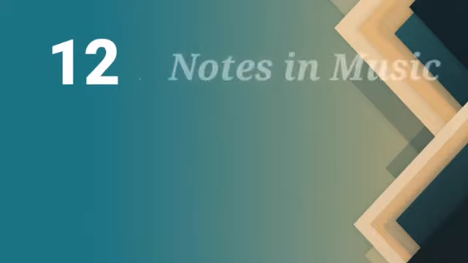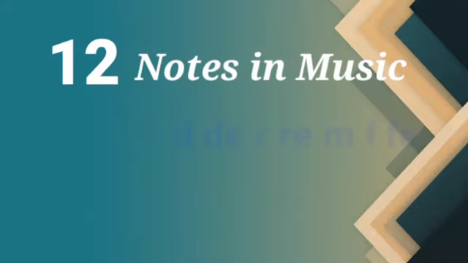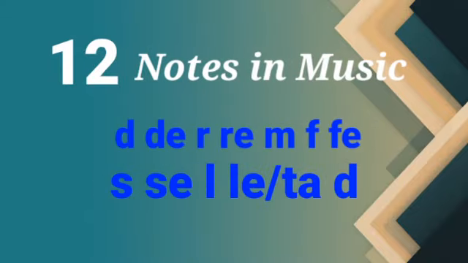Now what are notes? Notes are symbols that are used in denoting musical sounds. There are altogether 12 notes in music. We have the do, di, re, ri, mi, fa, fi, sol, si, la, ti, do. Those are the 12 musical sounds we have.